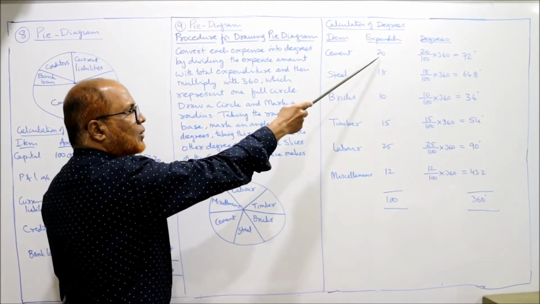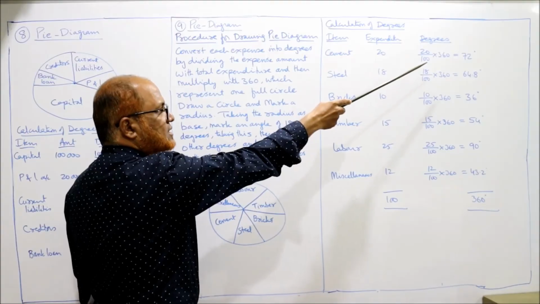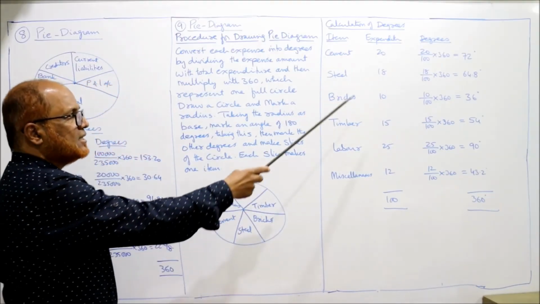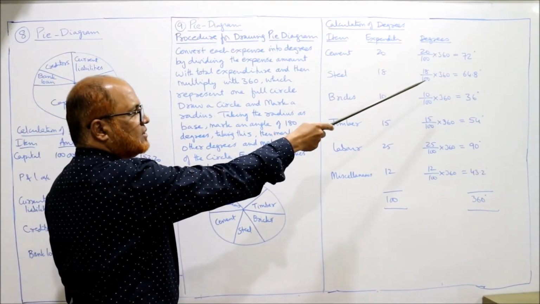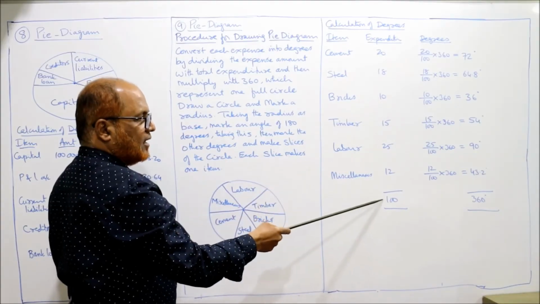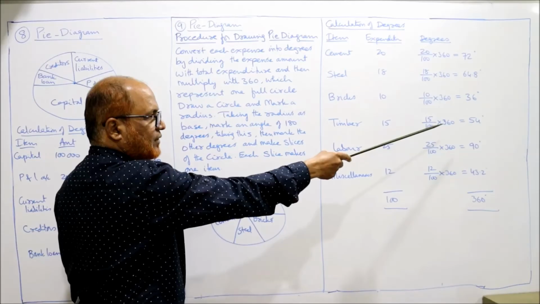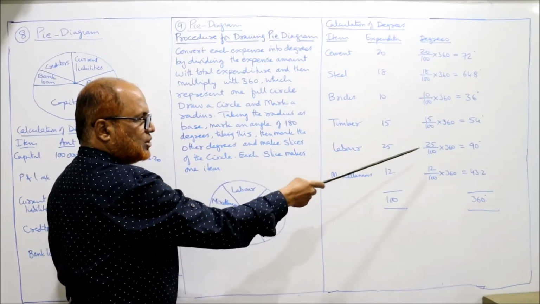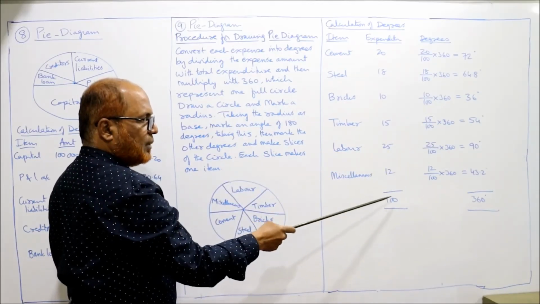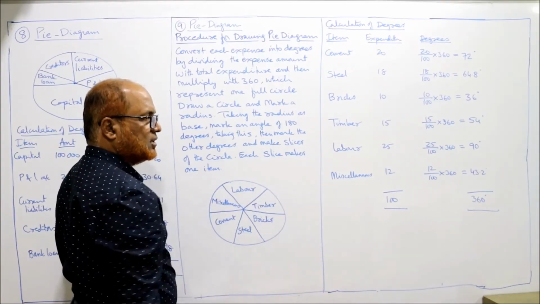Now degrees: 20 by 100 into 360, 72. 18 by 100 into 360, 64.8. 10 divided by 100 into 360, 36. 15 by 100 into 360, 54. 25 by 100 into 360, 90 degrees. 12 by 100 into 360, 43.2.